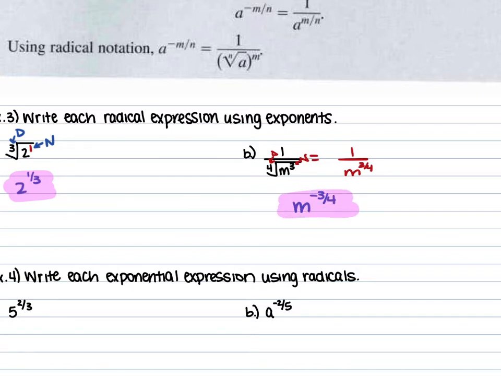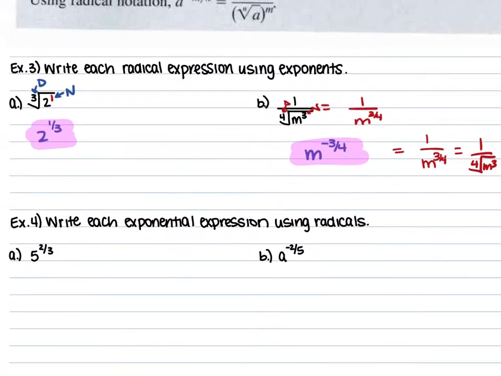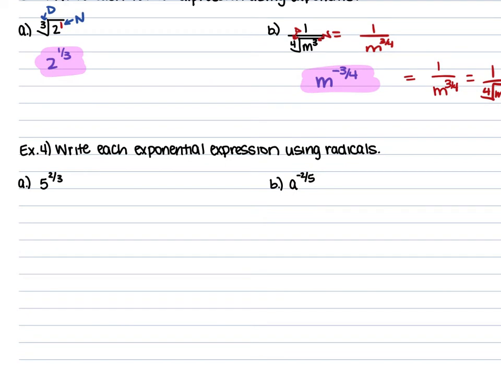If you ever are wary of this or question whether or not this is the correct answer, work backwards. Take your answer and just move it into radical form. If you turn the negative into a positive, you take the reciprocal of the m to the power of 3/4, which would turn it into 1 over m to the power of 3/4. Then from there, the 4 is your index, so that's 1 over the 4th root of m cubed. That gives you exactly what you started with, so you know that m to the power of negative 3/4 is the correct answer here. For example 4, we're just writing each exponential expression using radicals.